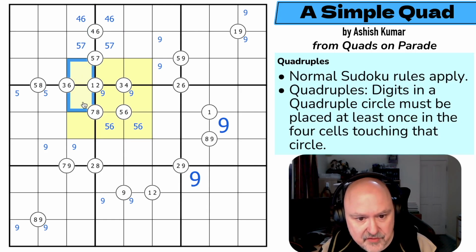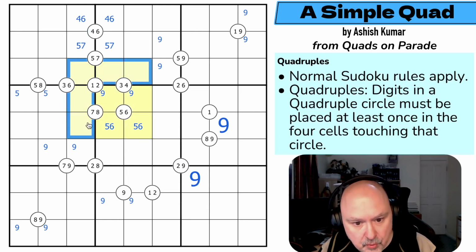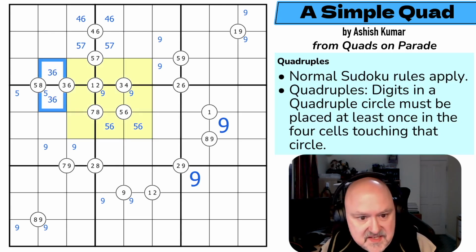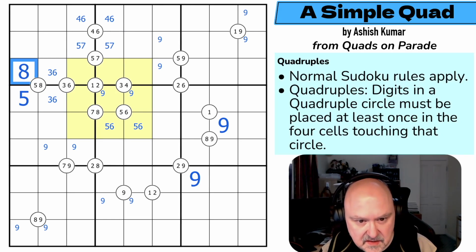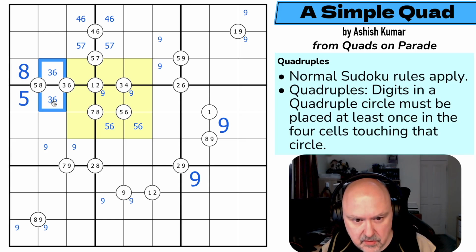Similarly, if I make either of these 3, 6, I've got 2 3s or 2 6s, but I need to put all 9 digits into those 9 cells. This is 3, 6, which means this is not 5. This is 5, 8. Could I reduce the 3, 6 down now? This is 5, 6.